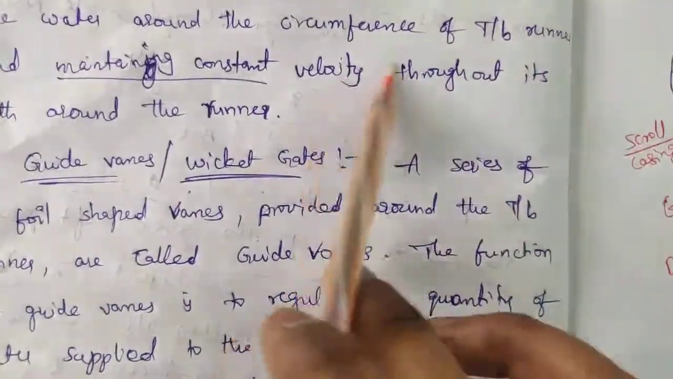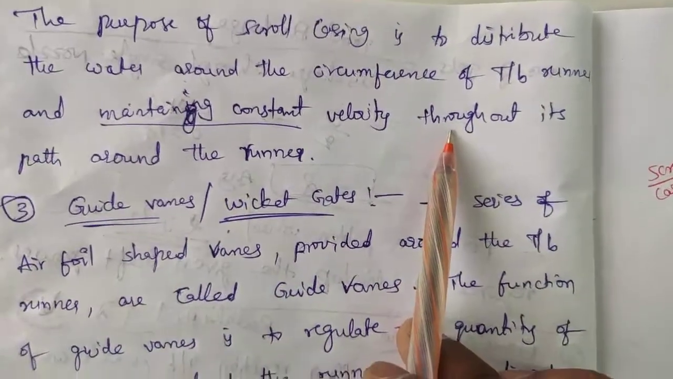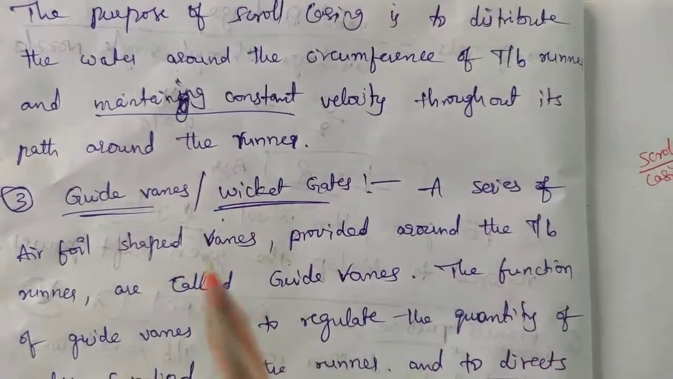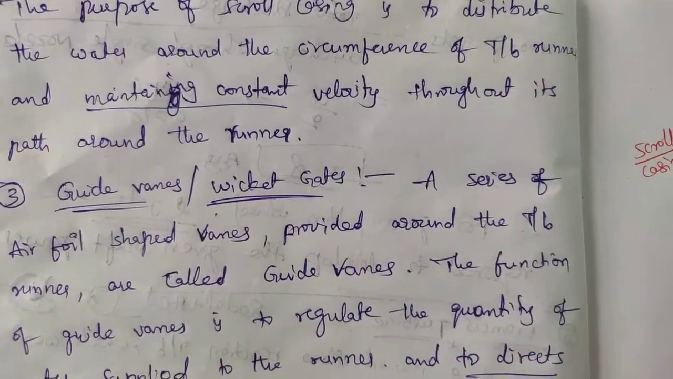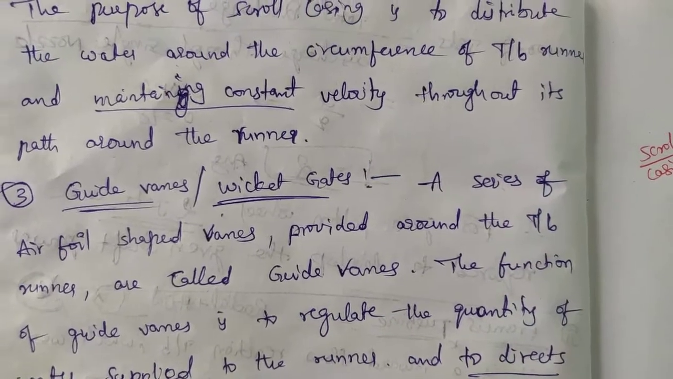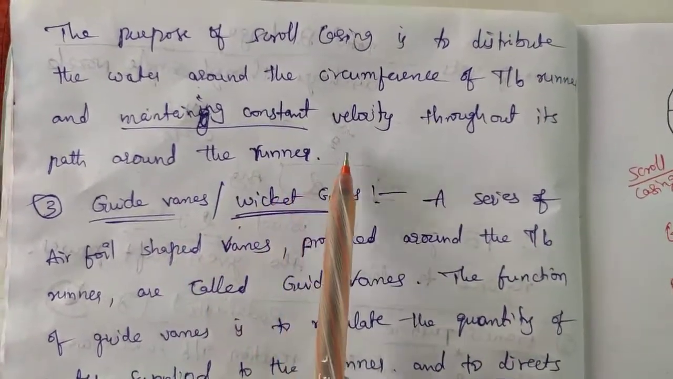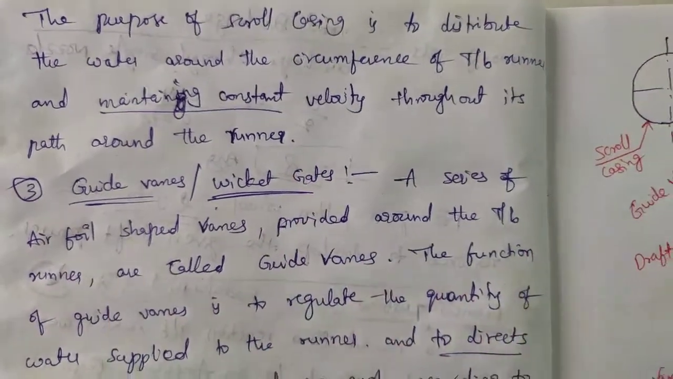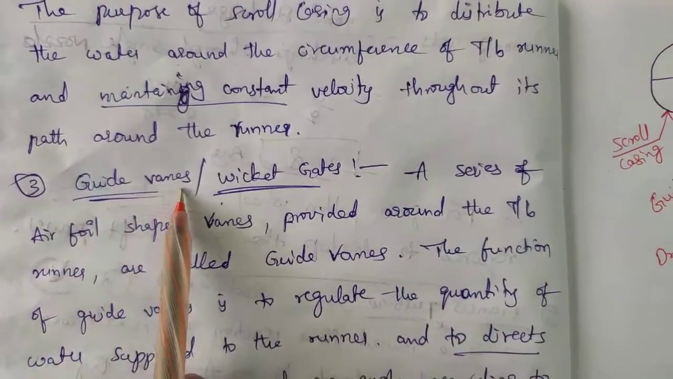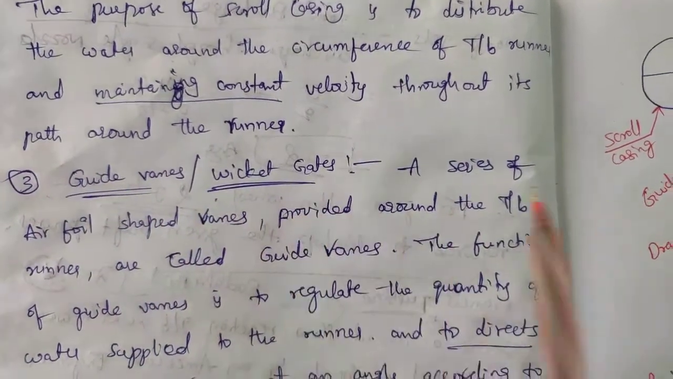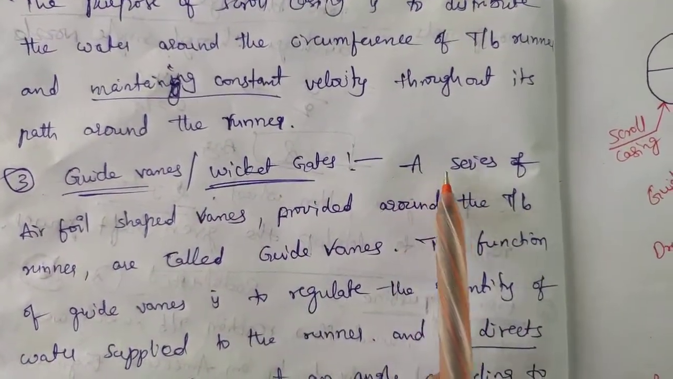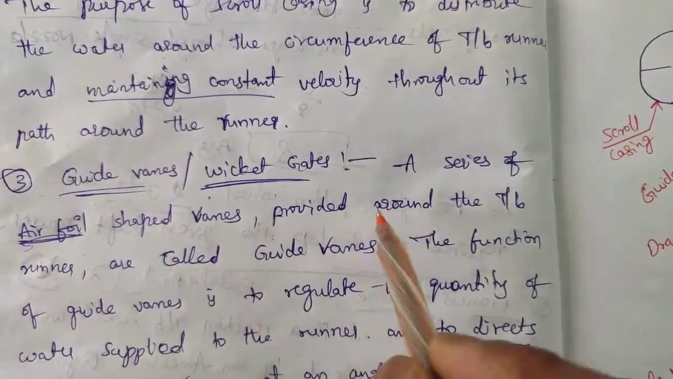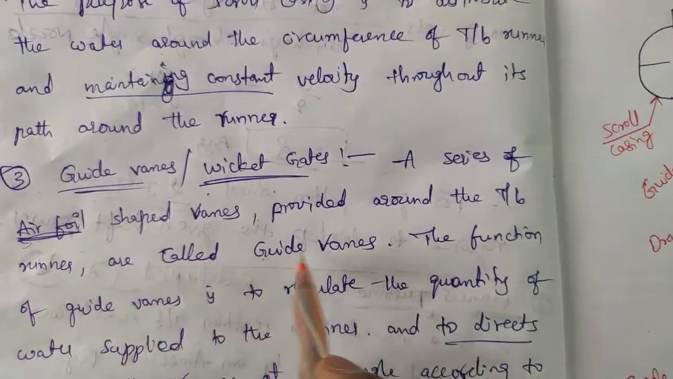This scroll casing has many shapes and many designs. These designs you already studied in the last unit, the 5th unit. This casing is normally constructed with steel material. And the third one is the guide vane or wicket gates. A series of airfoil shaped vanes provided around the turbine runner are called guide vanes.